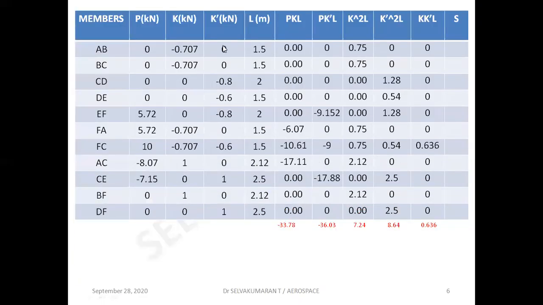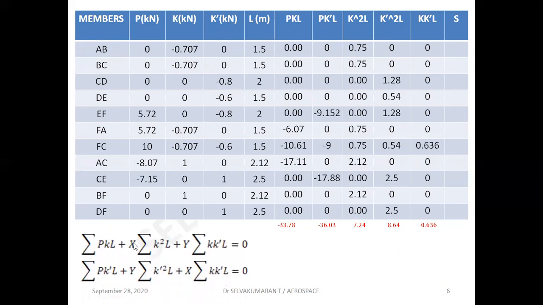Now, moving to the next tabular column, introduce a column L for the corresponding member length, and PKL as one column, PK dash L another column, then K square L another column, K dash square L another column, and K dash L another column. After calculating this, sum the columns: sum of PKL, sum of PK dash L, sum of K square L, sum of K dash square L, sum of K dash L, and you have the equation here in terms of x and y, where x and y are the two redundants.